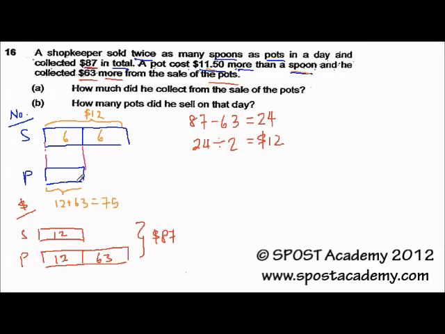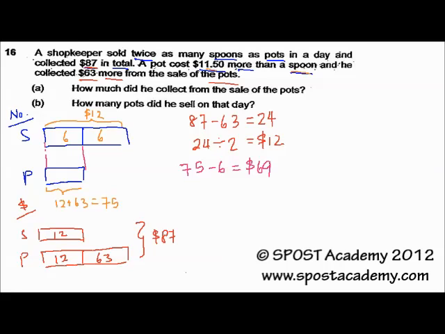That is to say, with the same quantity, comparing here to here, he is actually collecting $75 for the pots, while the shopkeeper is collecting only $6 for the spoon. So he's collecting an amount which is 75 minus 6, which is $69 more for the pots than for the spoon. And this is for the same quantity of pots and spoon.